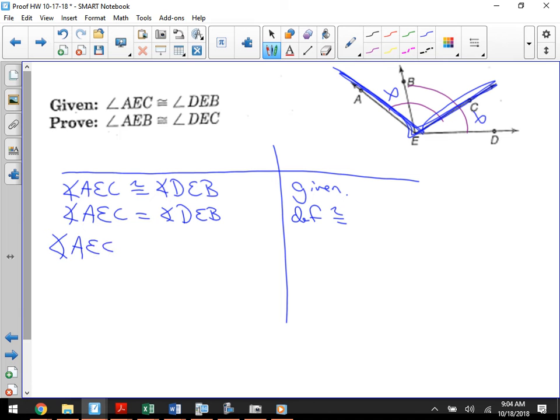You should never say, I don't know what to do. You should never say, I don't get it. You should look at a picture, infer from some information. That angle is made up of two smaller angles: angle AEB and angle BEC. Why can I say that? Angle addition.